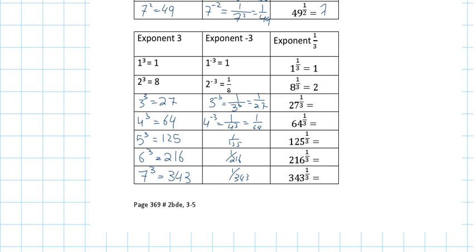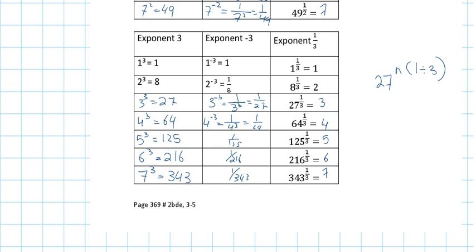So for this one, what you're going to enter on the calculator is 27 to the power of 1 over 3. And that's going to give you 3. And if you do 64 to the power of 1 over 3, that's going to give you 4. 5, 6, 7.